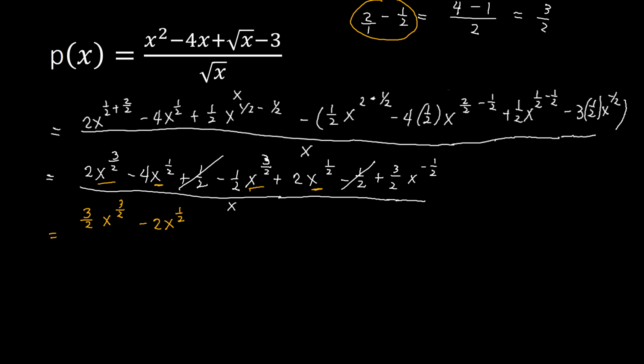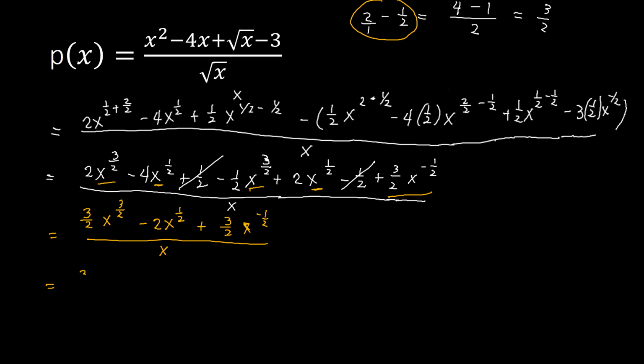And the next one is this one. So we just copy that one because we don't have any x to the power of negative 1/2. So we copy. So we have plus 3 halves and then x to the power of negative 1/2, and then over x. So simplifying this, we can do that one as this. We can simply put down our negative exponent.